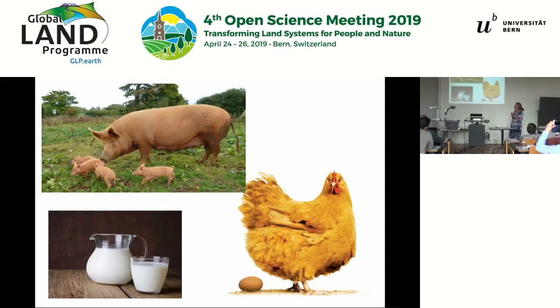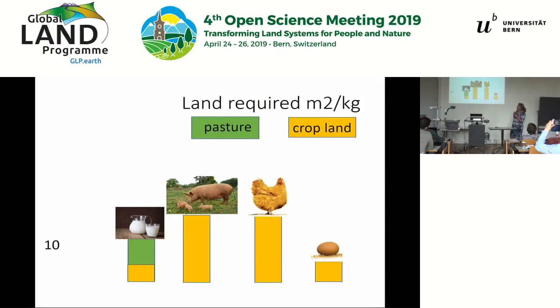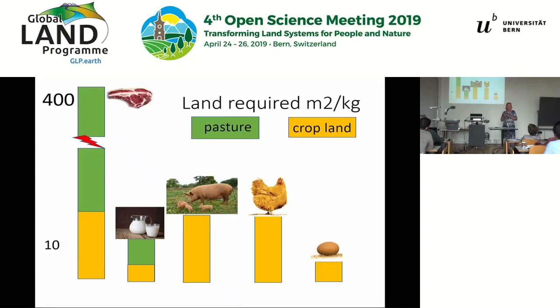So in general, if we go for pigs and chicken meat, then we need about 10 square meters of croplands. So that's the amount of area that you need to produce their feed. If you go for milk, it's also 10, but then half of it is the pasture land. But if we go for meat, for beef, then we go for 400. So that's far over everything, so it doesn't fit in the scales, etc. This is because it's a very extensive system where they produce the beef in.